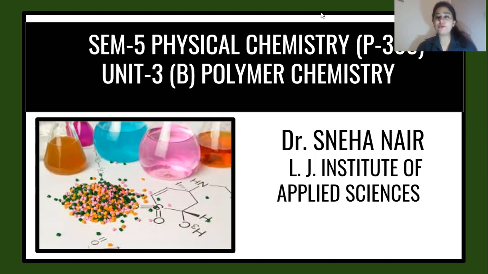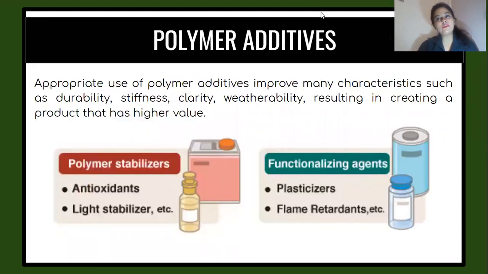We had already started with polymer chemistry, which is unit 3B of physical chemistry, paper number 303 of semester 5 according to the GU syllabus. In the last lecture, we completed the polymerization techniques, the addition and the condensation polymerization, which fall into the category of modes of polymerization. And in this video, we'll be starting with the polymer additives.